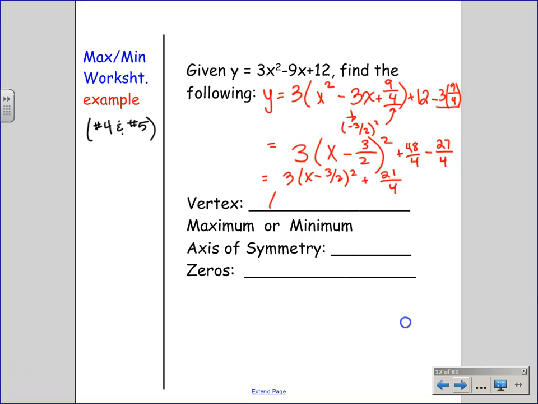So what's our vertex? Not negative, x minus h. I know it's hard. X minus h, positive 3/2, and then plus k, 21/4. This is for numbers 4 and 5. What are you going to answer as far as a maximum or a minimum? Oh, it's not a max. See, I told you it's counterintuitive.